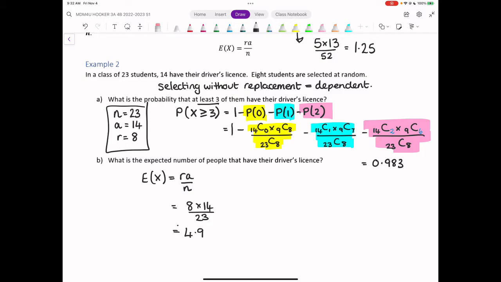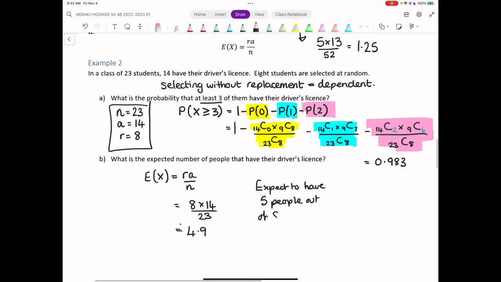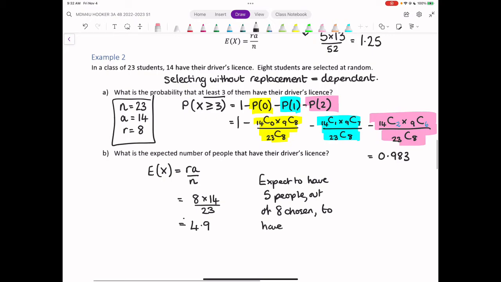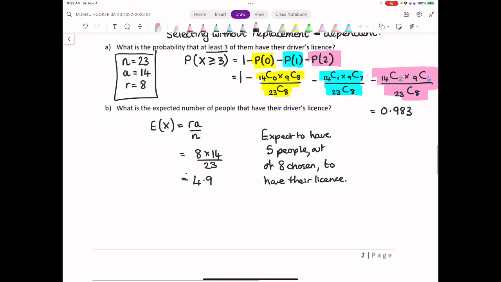All right, so how do we translate that? Let's look at the context. We're choosing people at random. So we would expect not 4.9 people, but we would expect to have 5 people out of 8 chosen to have their license. Okay. All right. So let's look at another example.